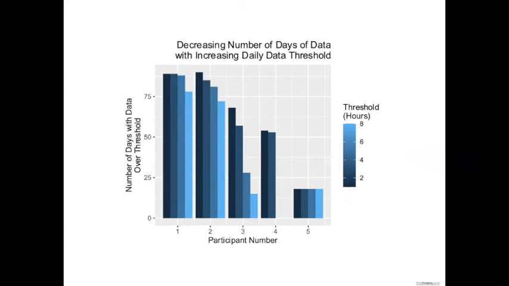I actually did have a question about this graph. So specifically for participant 5, does that mean that all of their activities were above the threshold? Is that why it's kind of like a level graph right there?